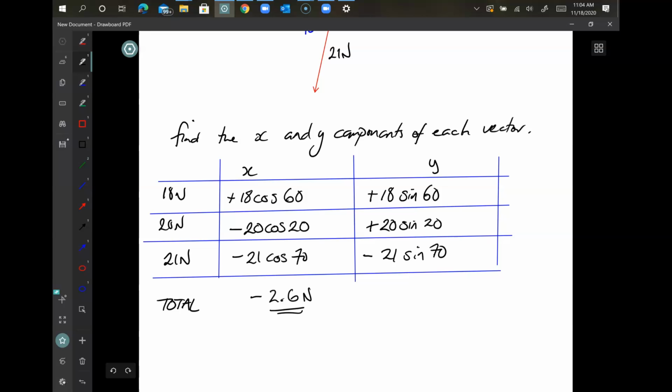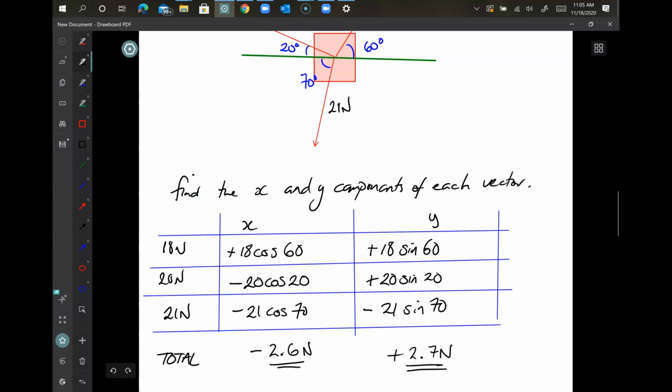And that gives me an answer of negative 2.6 newtons. And I do the same thing for y. I've got 18 sine 60 plus 20 sine 20 plus, minus at the end, 21 sine 70. And that gives me positive 2.7 newtons. The fact that those two numbers are similar is pure coincidence.